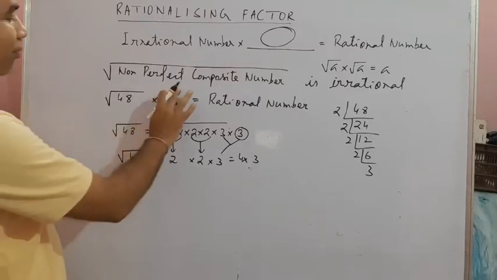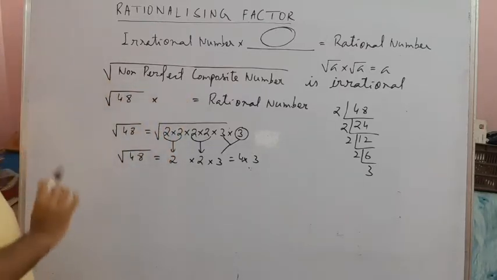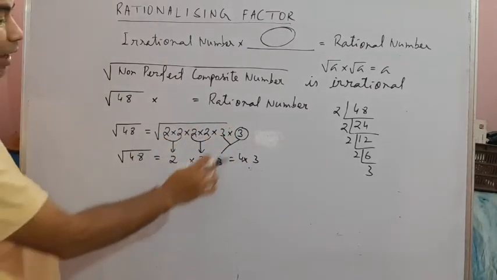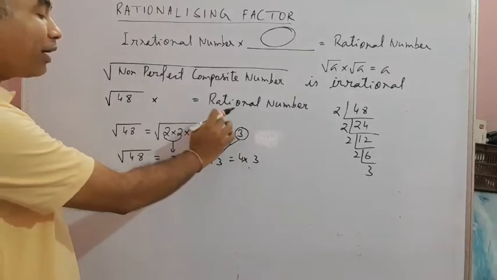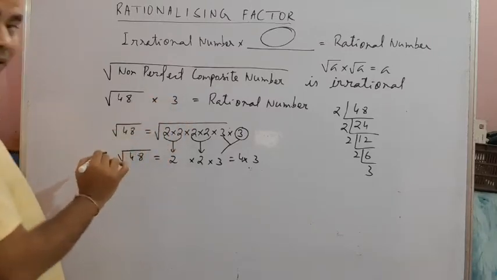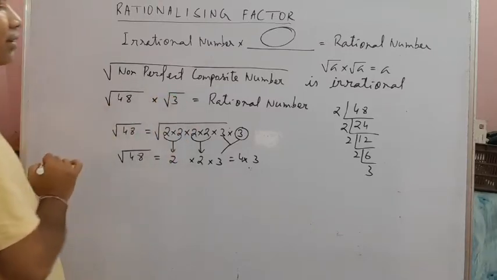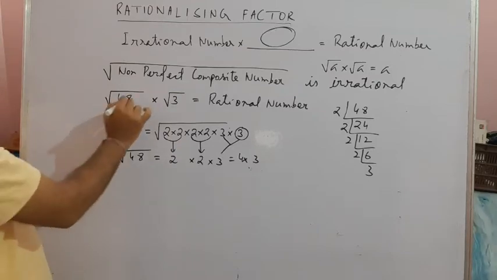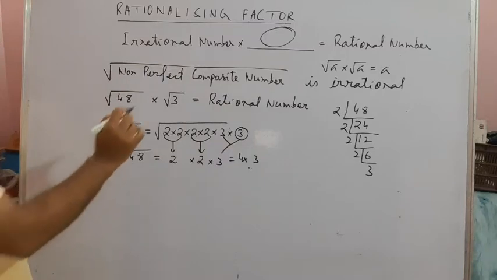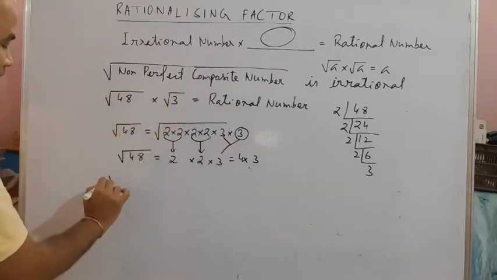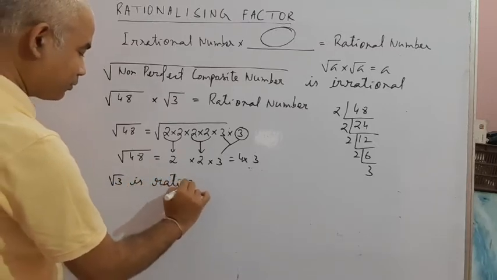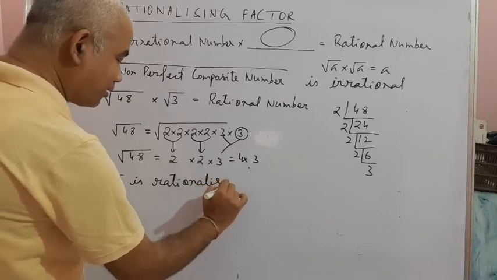So now I think all of you get the answer. What do I have to multiply to form a pair of similar factors? I have to multiply 3. Where do I have to multiply that 3? Under the root sign. So with root 48, what I have to multiply to make it a rational number is the square root of 3. This square root of 3 is the rationalizing factor of root 48.